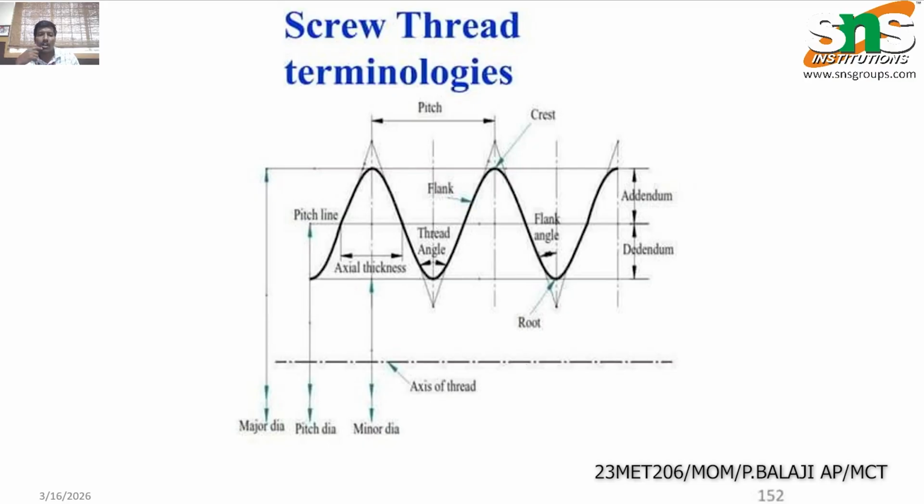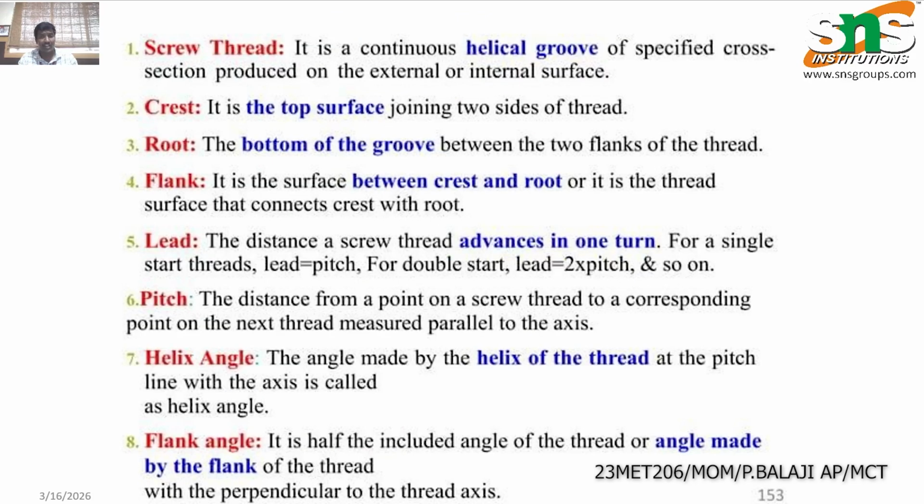Basically, we have to know the major diameter, the minor diameter, and the effective diameter. These are some major terms we have discussed: screw thread, crest, root, flank. The flank is the surface connecting the crest with the root. Lead is the distance the screw thread advances in one turn. The circumference is not to be taken; we have to take the distance.